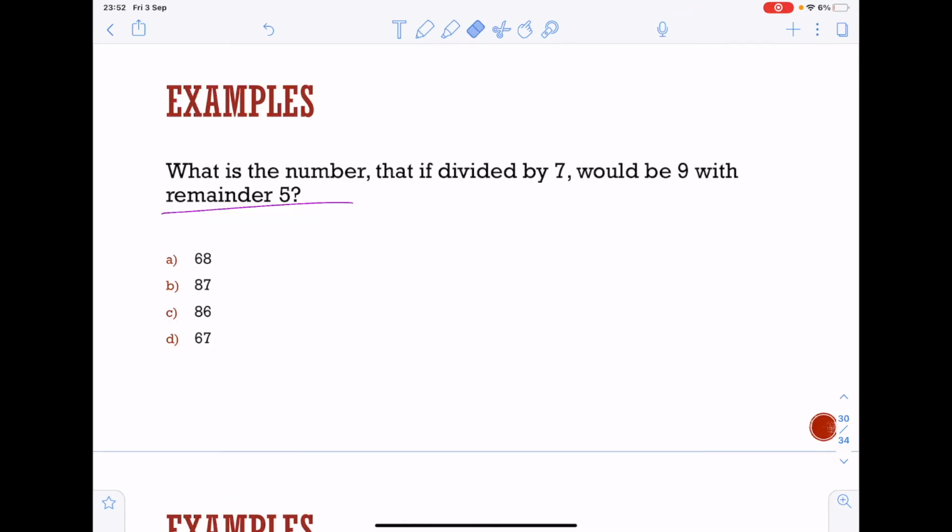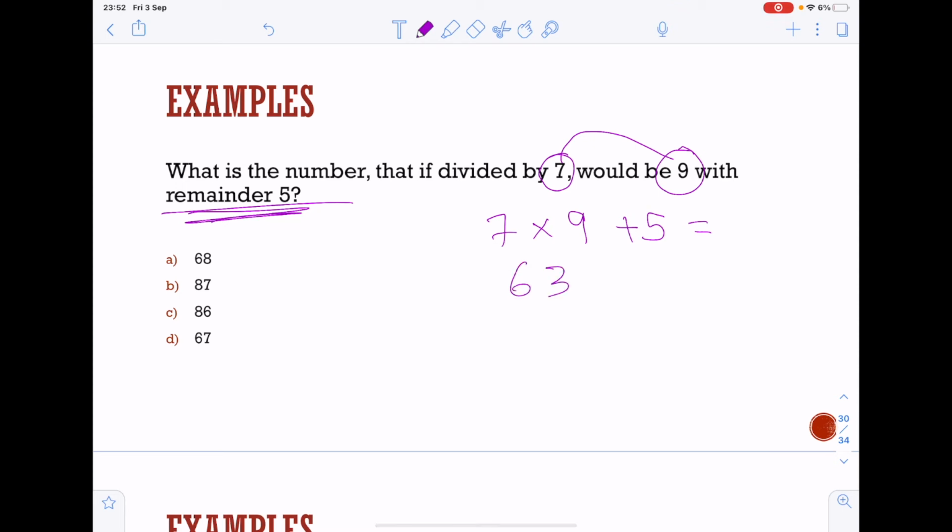What is the number that if divided by 7 would be 9 with the remainder 5? In this kind of question, we can directly multiply 7 by 9, then we add the remainder, which is 5. This gives us the number that the question asks for. So 7 times 9 is 63, plus 5, which is 68. So the answer is 68.